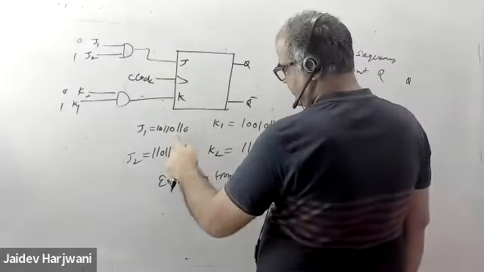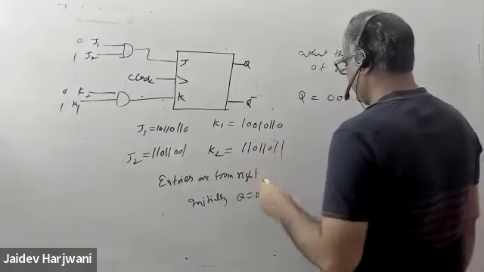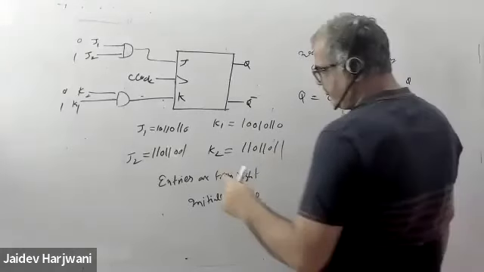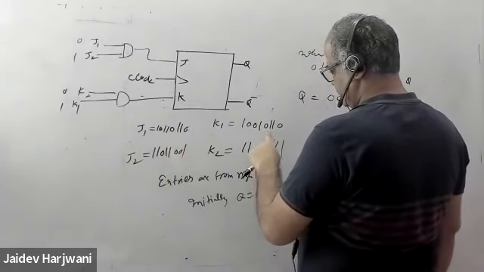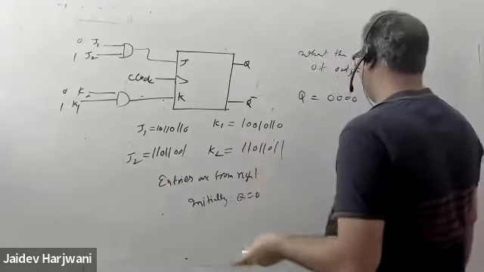Now third one 1 0 0, third one 1 1 0. Okay, so 0 0 again 0. Okay, let me put fourth 0 1 0, and this is 0 0 1 0. Okay, so again 0.